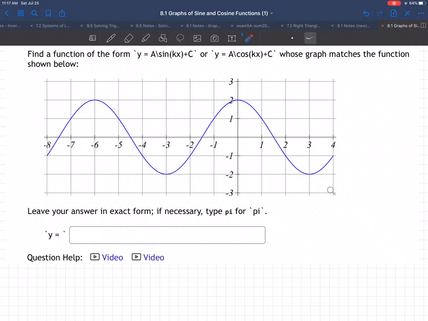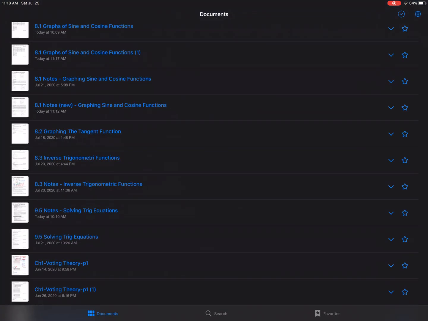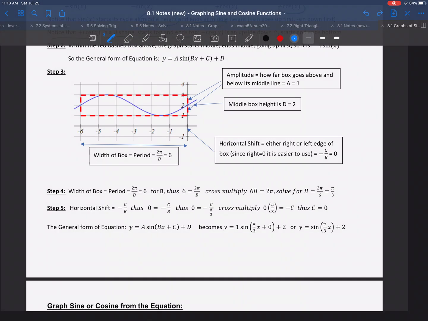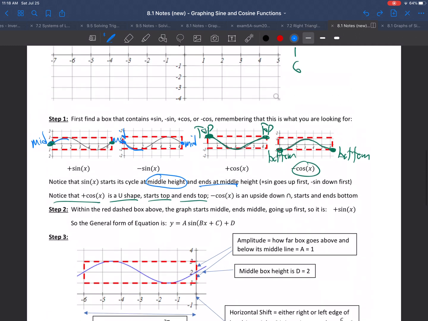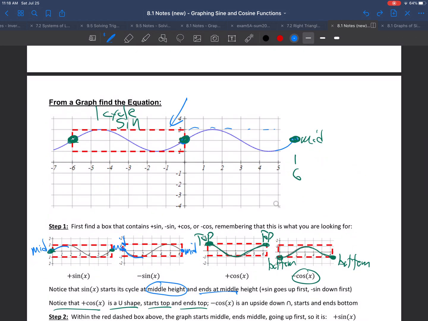Here's an example in which they give us a graph of a sinusoidal function and they want us to come up with the formula. So how do we do this? Well, I've given you some notes on this. Let's go back and look at the notes. So the first thing you have to do, here are the notes. Let me get rid of some of the scribbles here.